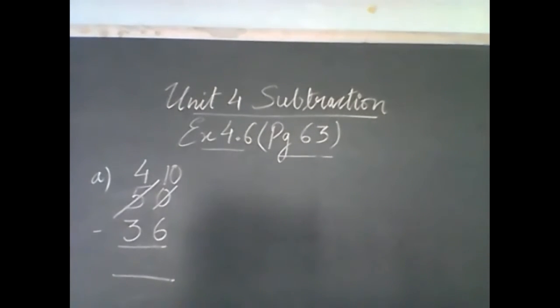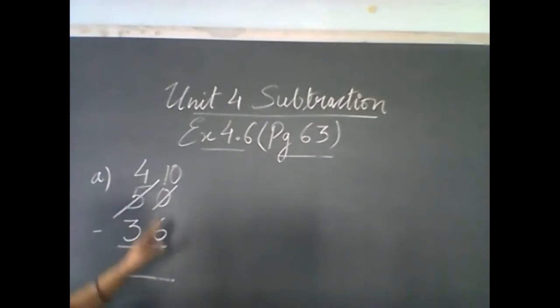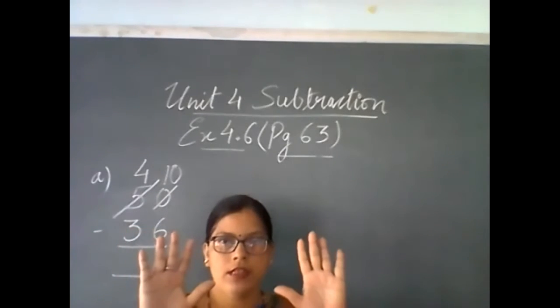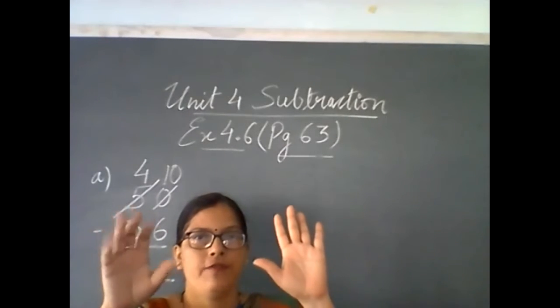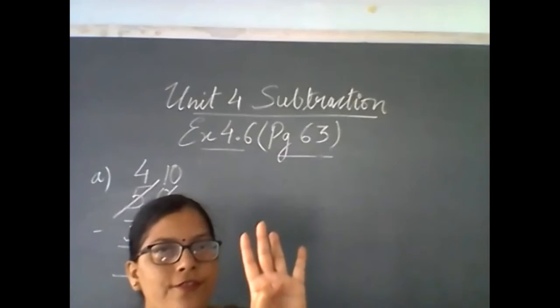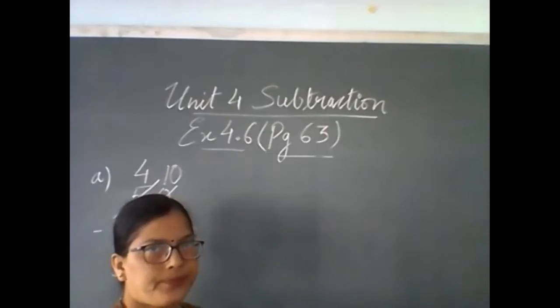Okay, children, let's continue. Now at ones place we have to take away 6 from 10. So open 10 fingers. Now we have to take away 6. What is left? The answer is 4. So 10 minus 6 is 4.